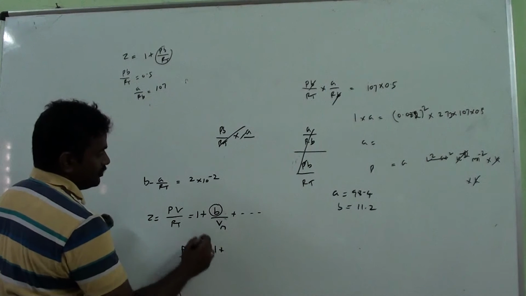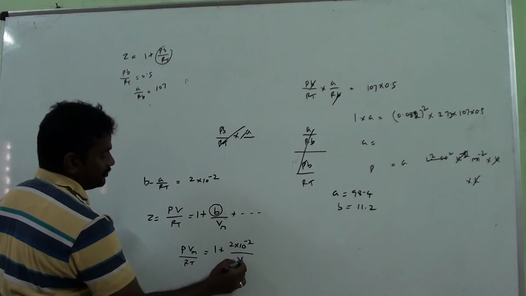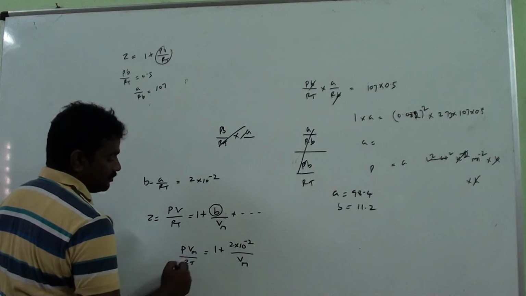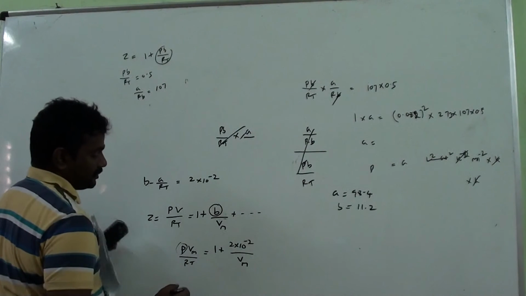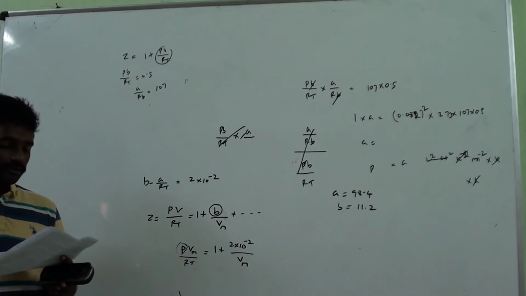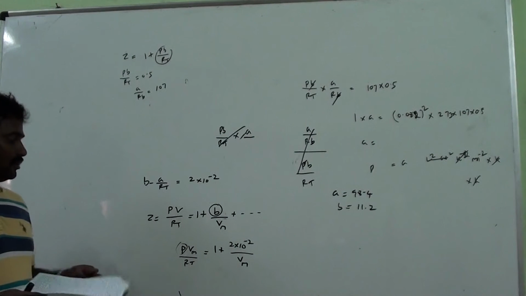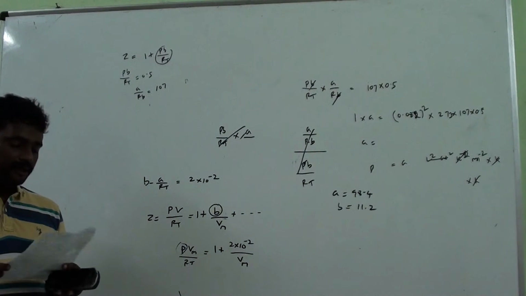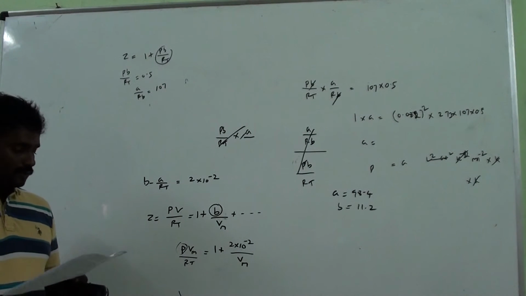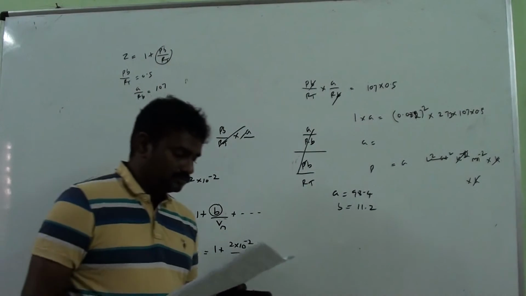One plus 2 into 10 power minus 2 divided by Vm. All the data you have, only you have to find which one. Pressure. Okay, if you work out, they are asking what will be the molar volume. Pressure is given, so if you calculate Vm, you will get 4.94. Okay, see, we are neglecting the other terms.